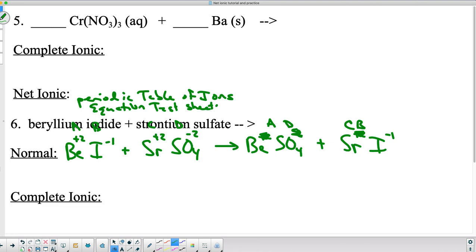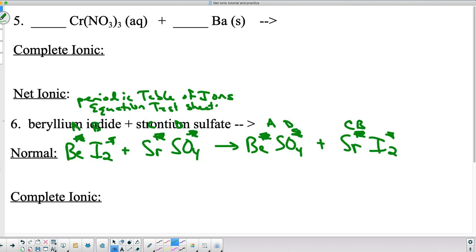So when I crisscross these, I put a 2 down here and get rid of the charges. On this side here, I get rid of the +2 and -2, and then here's a +2 and a -1, which I crisscross like that. I check to see if I have everything balanced. It looks like it's all balanced.